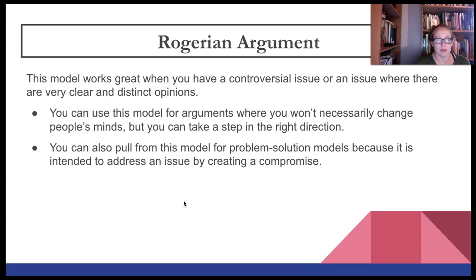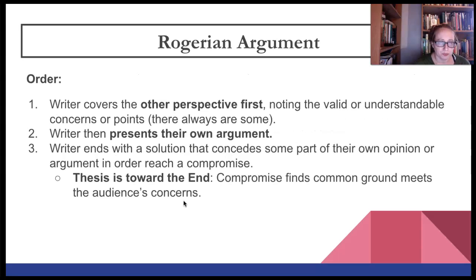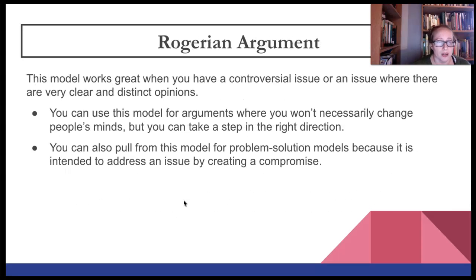And again, we talked about academic argument being argument to be heard, not necessarily to be so invested in changing people's minds that you're leaving out stuff, manipulating, poorly wording things. But you can contribute to the conversation and take a step in the right direction. And again, you can pull for problem solution. I'm going to explain how this works. So this is actually based on psychology. Carl Rogers came up with this method, and it is used for conflict resolution, either talking it out or written. So it's a common argument model, and you can pull from these ideas for any kind of writing that you're doing.